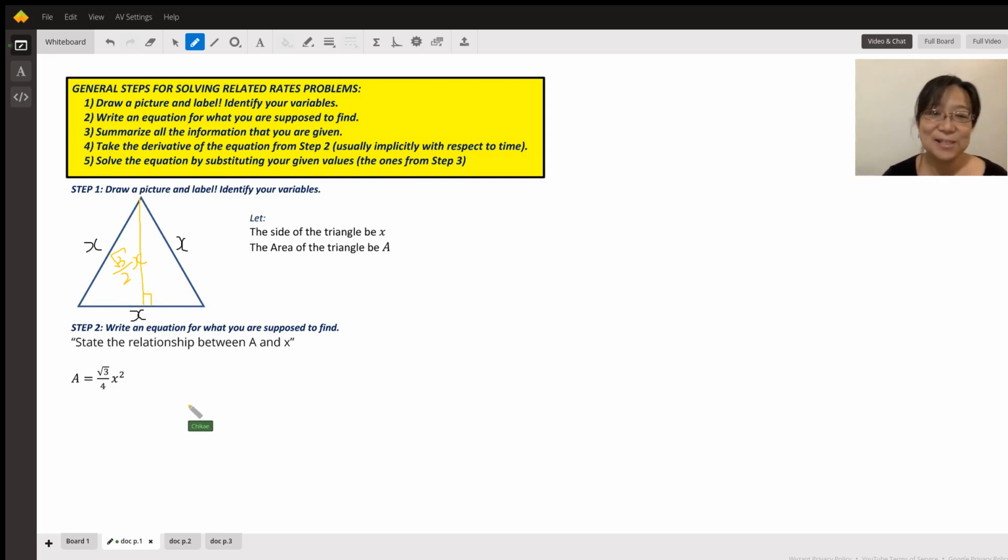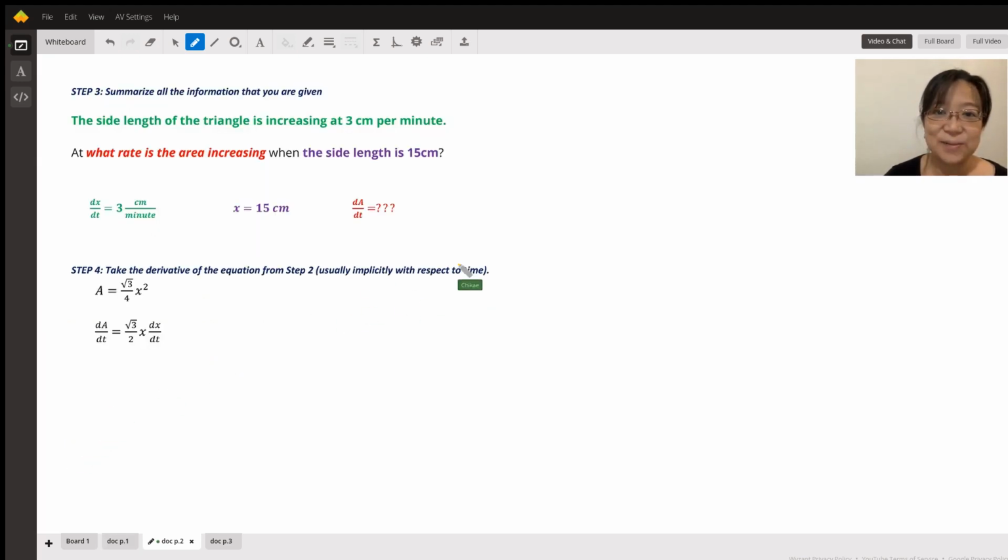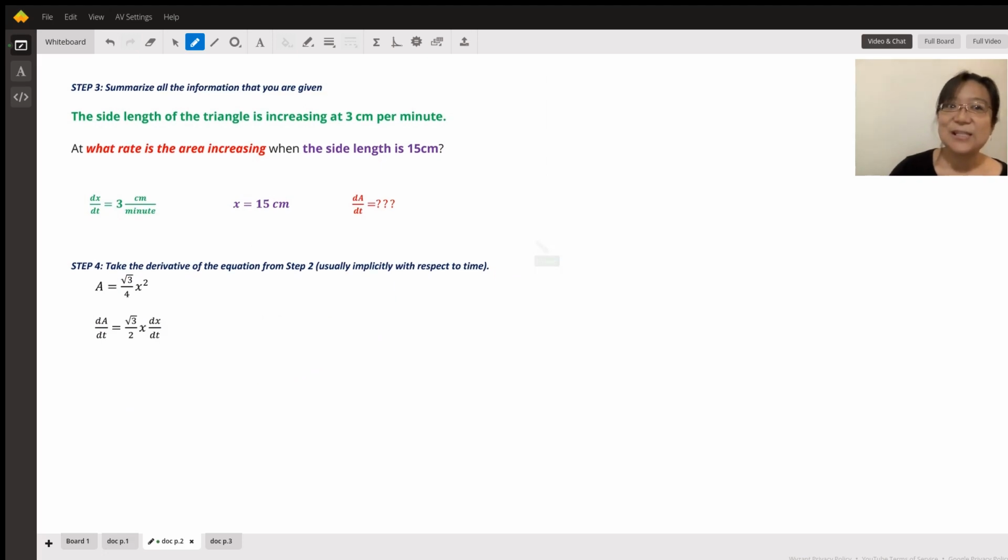So I'm not going to go over this part because you did a great job. Area does equal root 3 over 4 x squared. You'll notice I've put the coefficient part in front of the variables. I think it makes it a little bit easier to take the derivative when we get to that part. So this is a part where I think you were mentioning you might have a little bit of a problem with. So step 3 is to summarize the information that we're given.